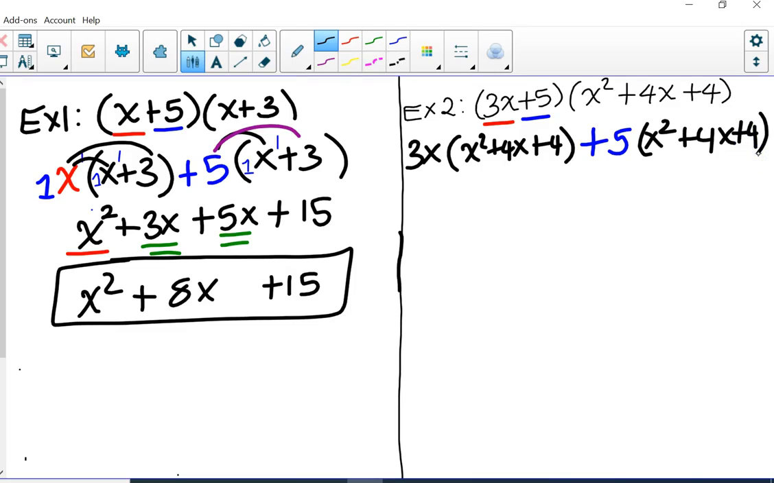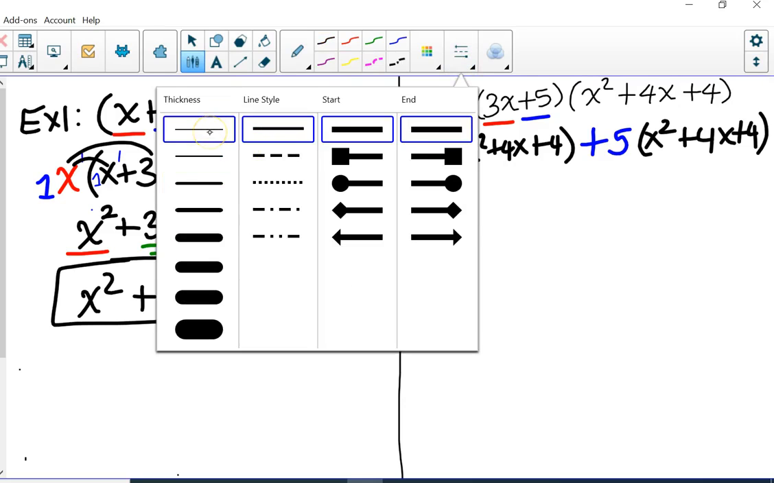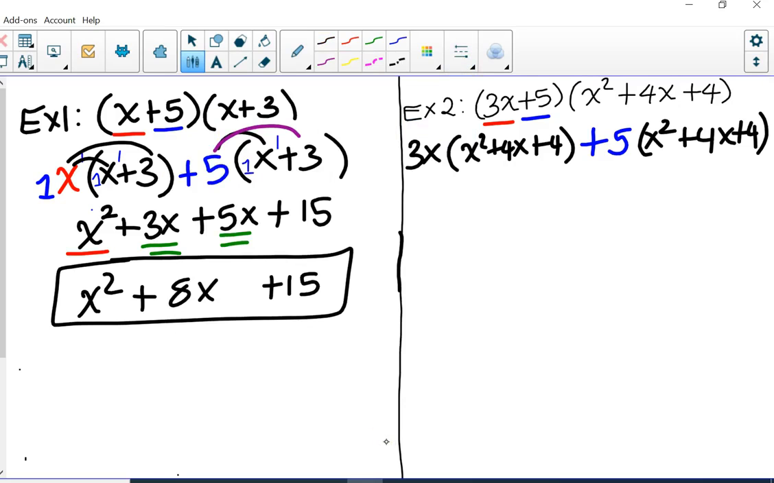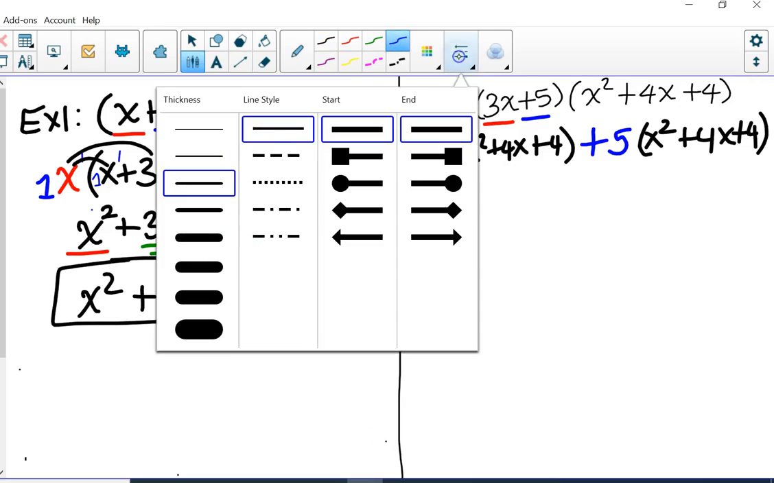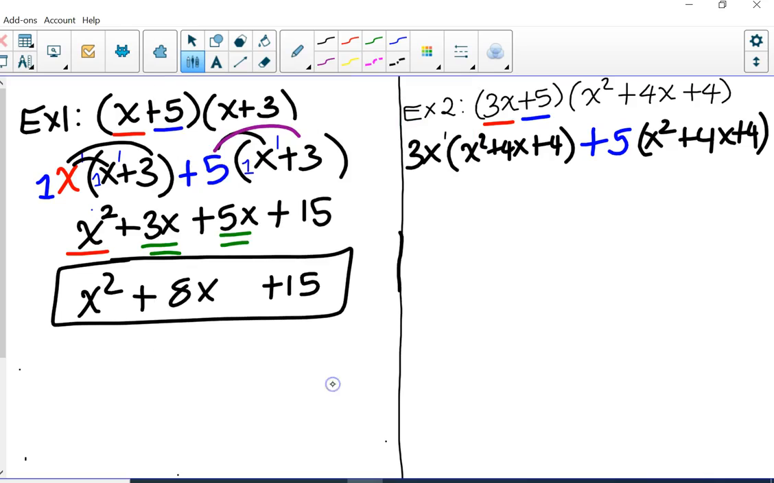Once you've written it out with this first step, you want to go ahead and distribute. Go ahead and identify your invisible ones, especially the exponents. So we have 3x, we're going to write 1 right there. That will be 3x to the 1. We have x squared plus 4x to the 1.